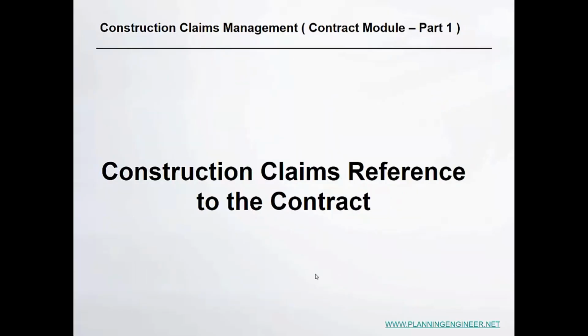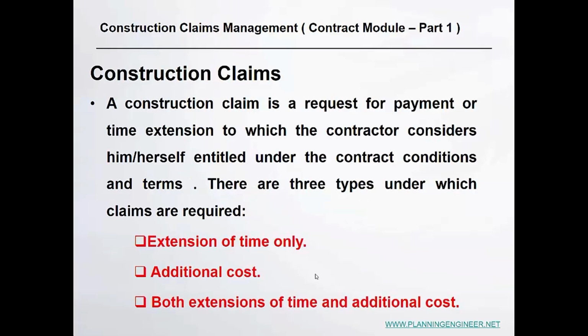Construction claim reference to the contractor. A construction claim is a request for payment or time extension to which the contractor considers himself or herself entitled under the contract conditions and terms. There are three types under which claims are required: extension of time only, additional cost, or both extension of time and additional cost. So the claim could be for time or for cost or for both.